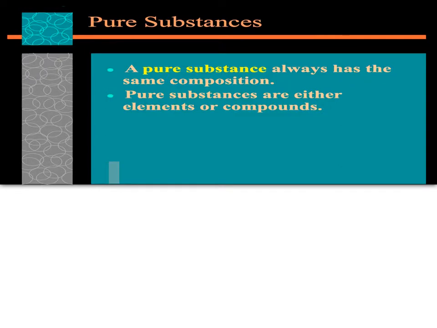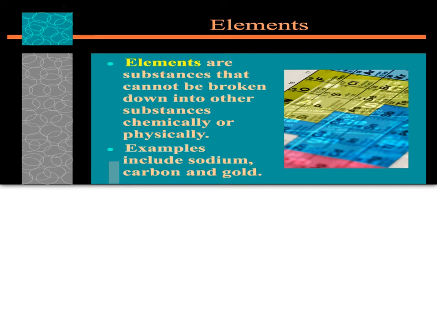Next, we're going to look at the difference between pure substances and mixtures. A pure substance always has the same composition, and pure substances can be either elements or compounds. Elements are substances that cannot be broken down into other substances chemically or physically. Examples would be things that are on the periodic table, such as sodium, carbon, and gold.